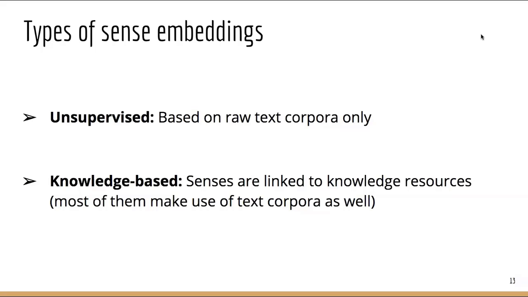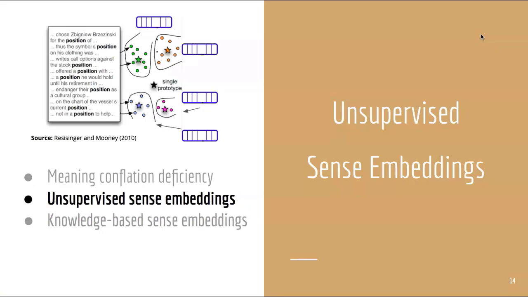And knowledge based. And here, as I mentioned, the main difference from unsupervised is that senses are linked to knowledge resources. It is not that they don't use text corpora, as most of these approaches also do. They use text corpora and take advantage of the knowledge that is present in lexical resources. And then these senses are linked to these resources. So let's start with unsupervised sense embeddings.